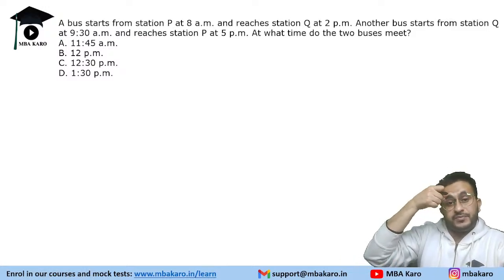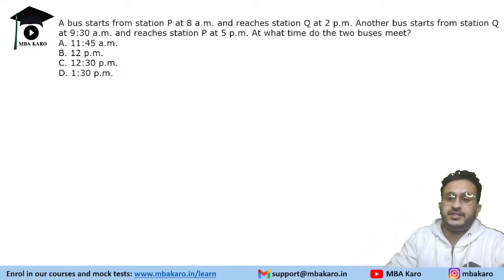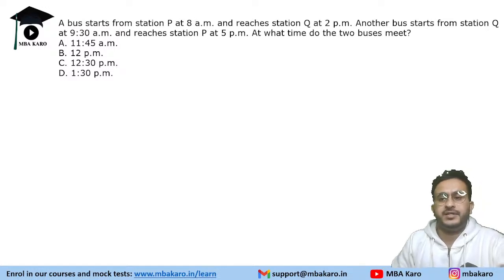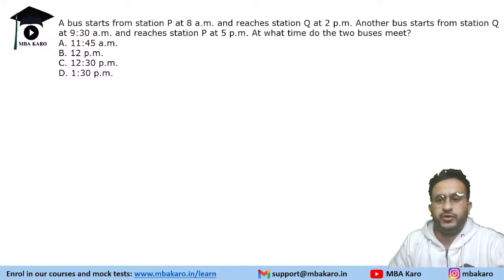A bus starts from station P at 8 a.m. and reaches station Q at 2 p.m. Another bus starts from station Q at 9:30 a.m. and reaches station P at 5 p.m. At what time do the two buses meet?